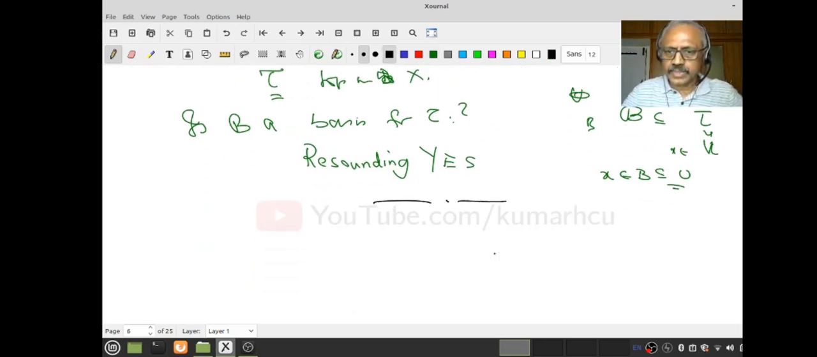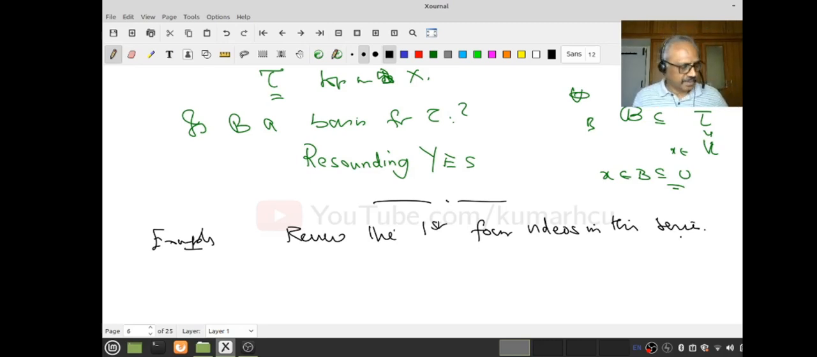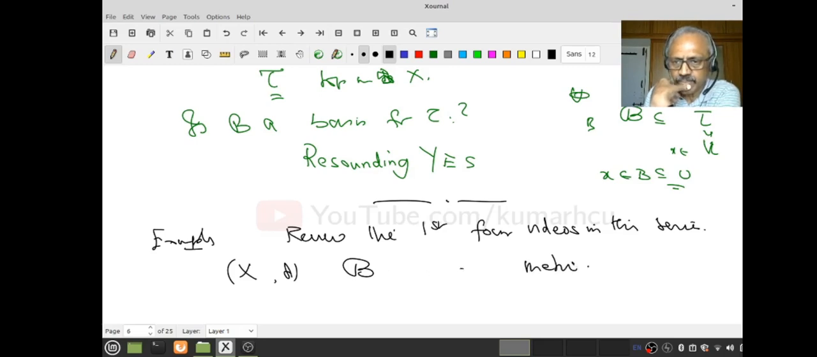Now let's do that. So you want examples? As I said, review the first 4 in this series. To quickly recall, for example, if (X, d) is a metric space, then we collect the open balls, then we get a metric topology. Okay, this is the first example.